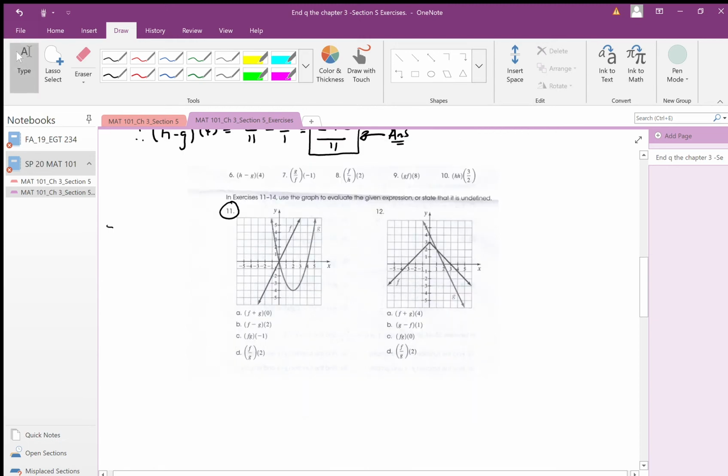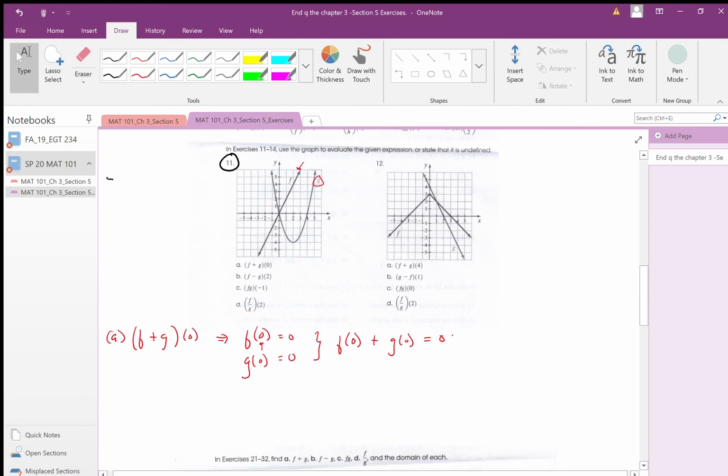The question is asking me to use this graph to evaluate a few things. So I'm going to look at A, and they're asking f plus g of 0. In other words, f of 0, and this is my input, right? This is my f graph, and this is my g graph here. When x is 0, what would be my y? It's going to be 0. When g is 0, what would be my y? 0. Therefore, f of 0 plus g of 0 equals 0.